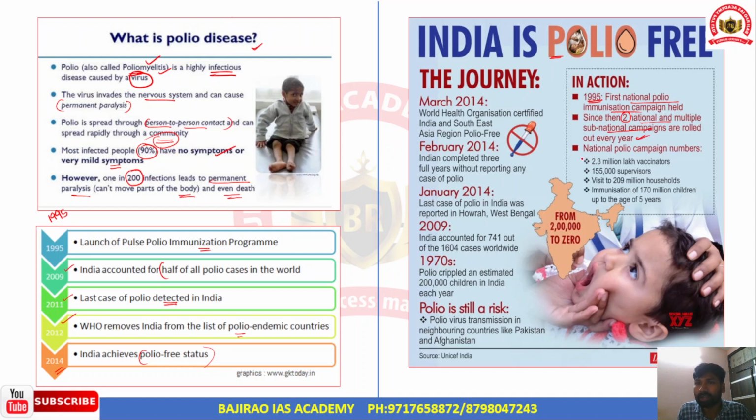Okay, so if you look at the statistics of the pulse polio campaign or the national polio campaign, around 2.3 million vaccinators were deployed to vaccinate children at a large scale, and 155,000 supervisors were appointed to monitor the vaccination program and visit 209 million households. Now, we should not forget the role of ASHAs, ANMs, and Anganwadi workers in making India polio free. They have played a huge role in eradicating polio from India.